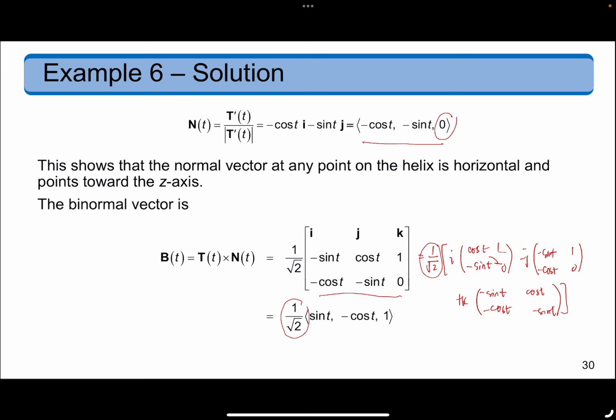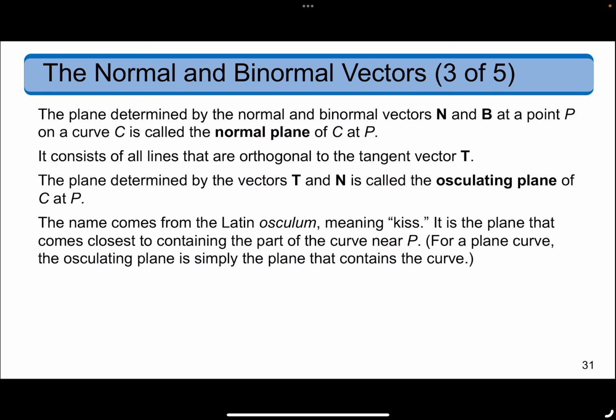So this is 0, and then minus negative, so positive sine t. This is 0, so this is negative j times positive cosine t. So we have negative cosine t. And for the last one, we have sine squared t minus negative cosine squared t. So that is 1. So the binormal is 1 over square root of 2, sine t, negative cosine t, and 1.